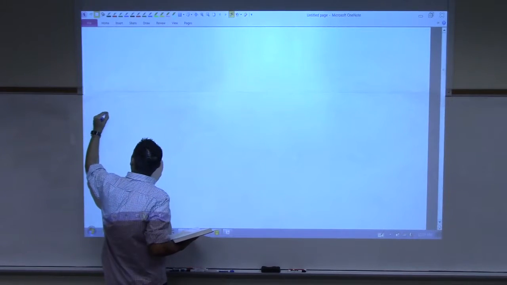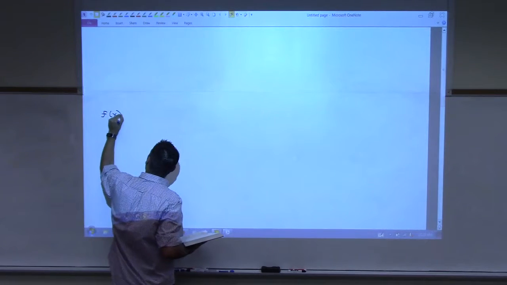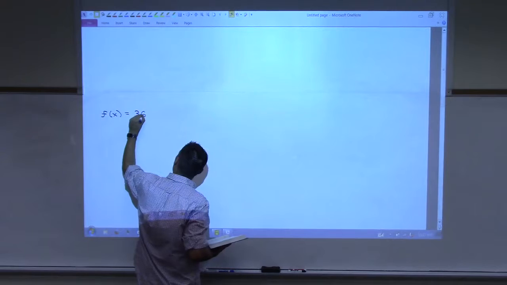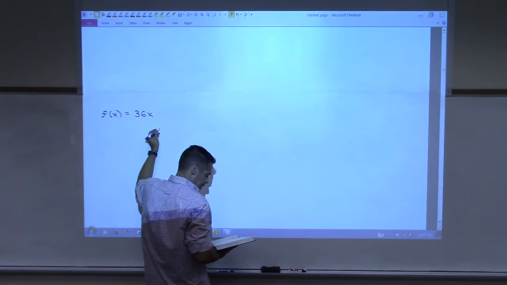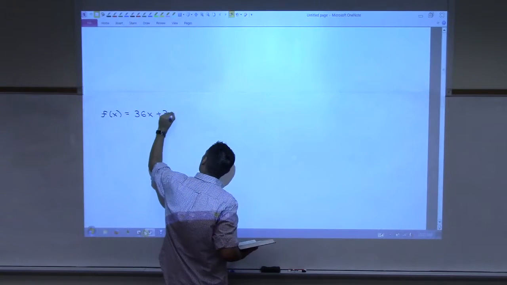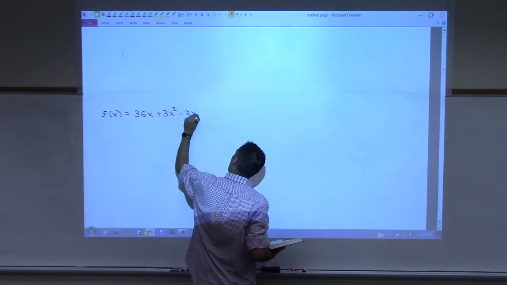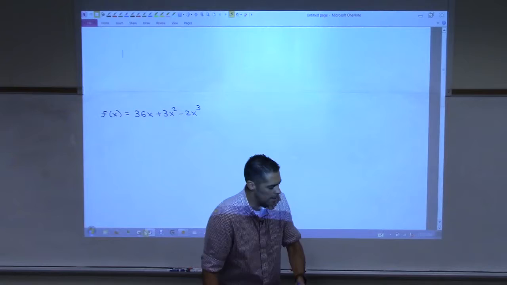We're going to take f of x equals 36x plus 3x squared minus 2x cubed. And here are the instructions.